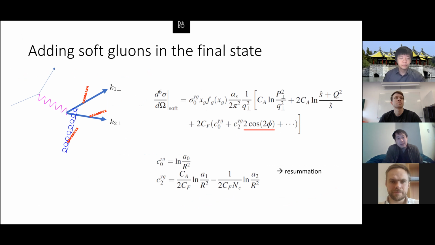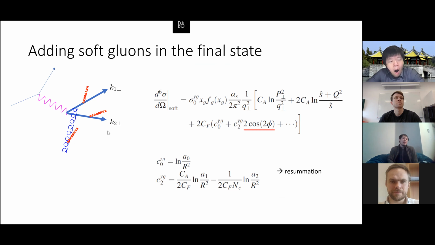And on top of that, as I mentioned, we have to add the soft gluon radiation in the final stage. So in this case, the incoming gluons can emit soft gluons, because this is an inclusive dijet production, it's not exclusive. So for the incoming gluon, we only have one gluon, not two. So this gluon can emit. And then there is emission from the final state quark and anti-quark pairs.